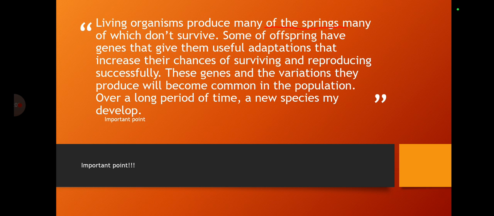Some offspring have genes that give them useful adaptations that increase their chances of surviving and reproducing successfully. These genes and the variations they produce will become common in the population. Over a long period of time, a new species may develop.